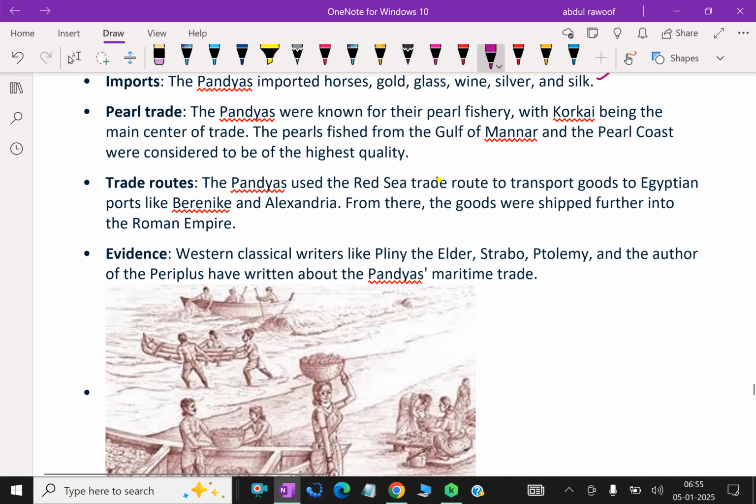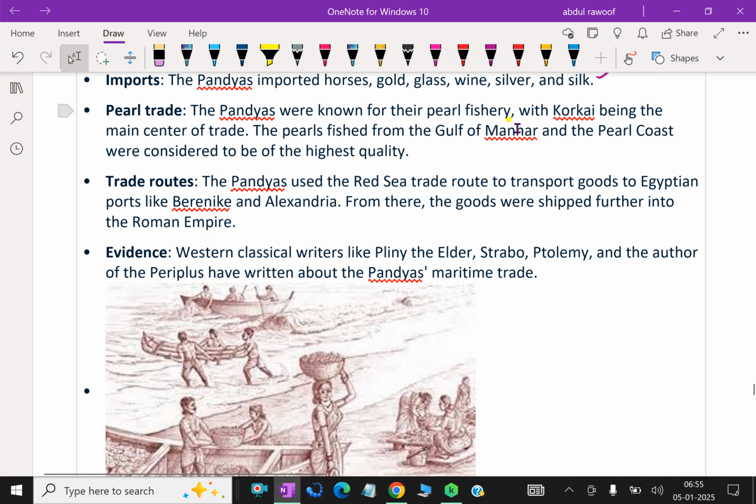Pearl trade. The Pandyas were known for their pearl fishery, with Korkai being the main center of trade. The pearls fished from the Gulf of Mannar and the Pearl Coast were considered to be of the highest quality.